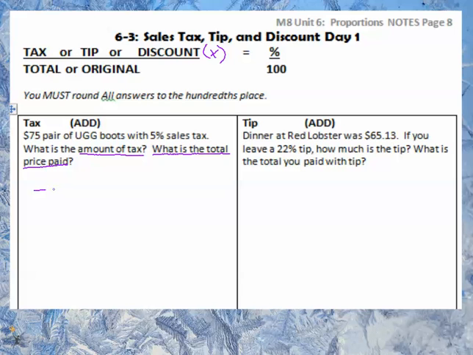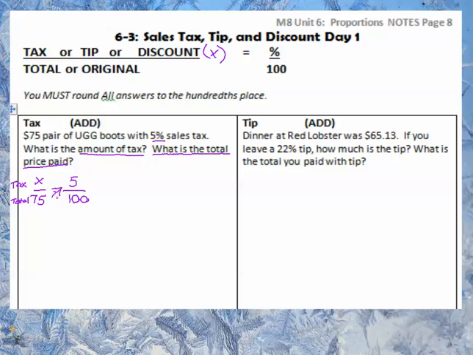Now we're going to use proportion because we're looking for tax. So we know that the boots total cost $75, so 75. And we know we have 5% sales tax, so 5% over 100. You could also think of it looking across. You have the total, which is 100% and $75, and then we have the sales tax, which is the 5, and the X. So you could think about how we used to label. You could have the tax over total, if that helps you with the labeling.